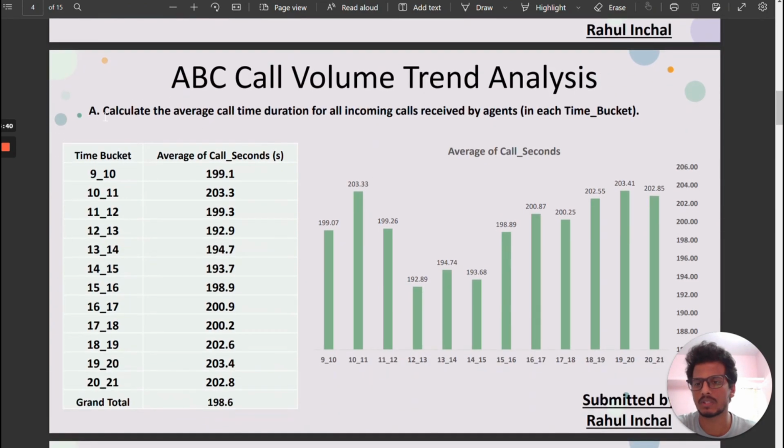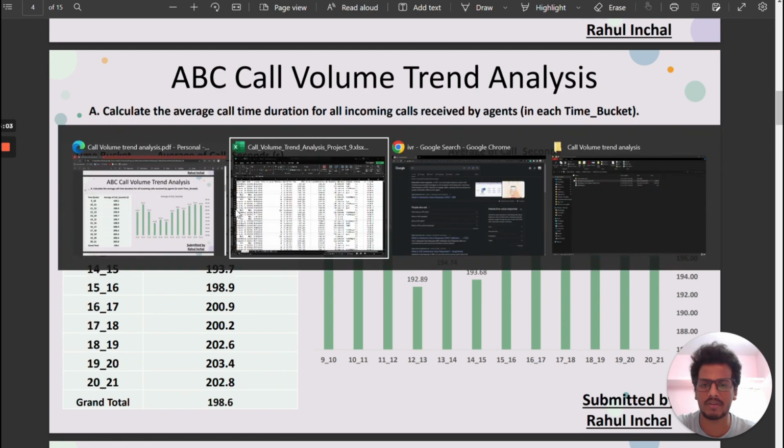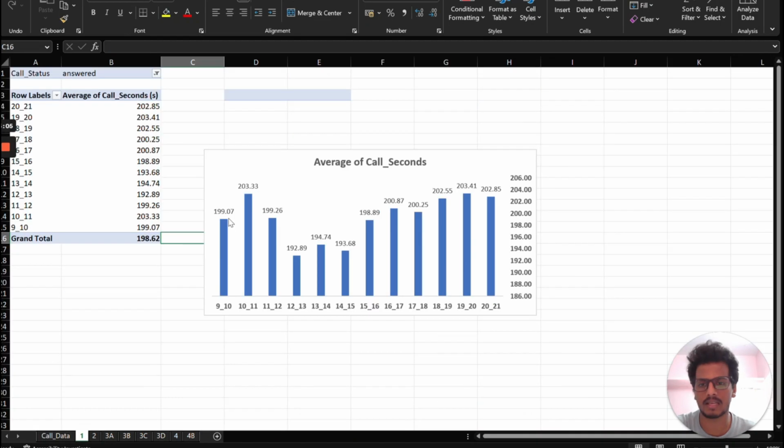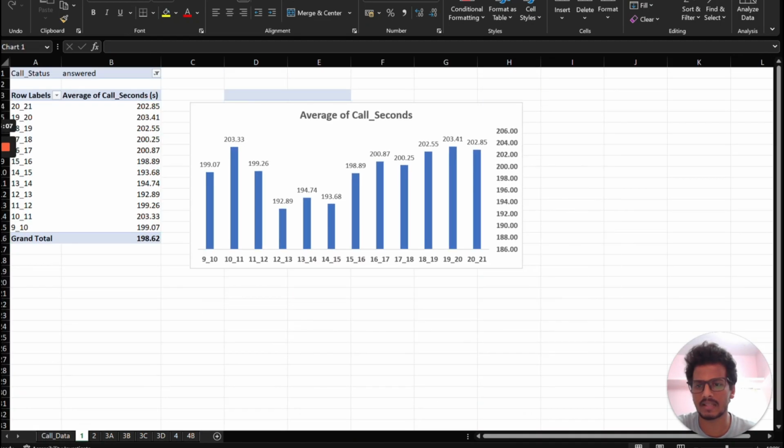Now the first question is asking: calculate the average call duration for all incoming calls received by an agent in each time bucket. I was telling you about 9 to 10 a.m., 10 to 11, 11 to 12, 12 to 13, 13 to 14, and this is in 24-hour format, guys, 9 a.m. to 9 p.m. So now this is the average. Let's see it in the Excel sheet itself.